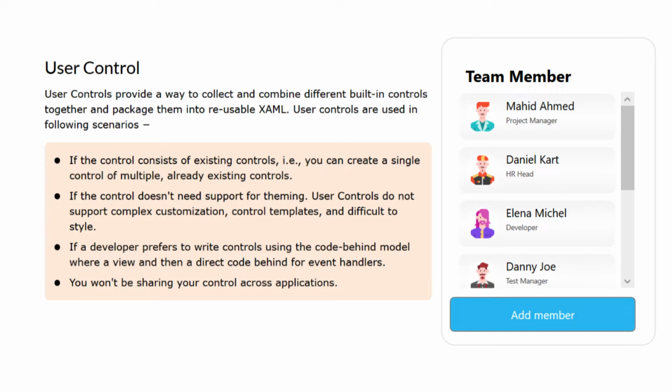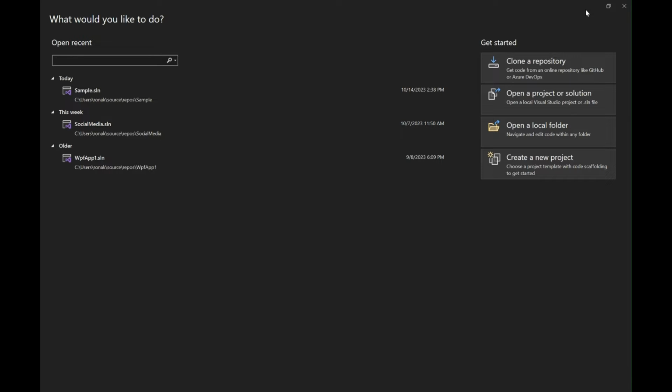So let's start first by understanding what a user control is. A user control provides a way to collect and combine different built-in controls together into a package and then make it reusable in XAML format. So here you can see we will be designing a similar kind of template, or user control, that we will be using in our WPF application.